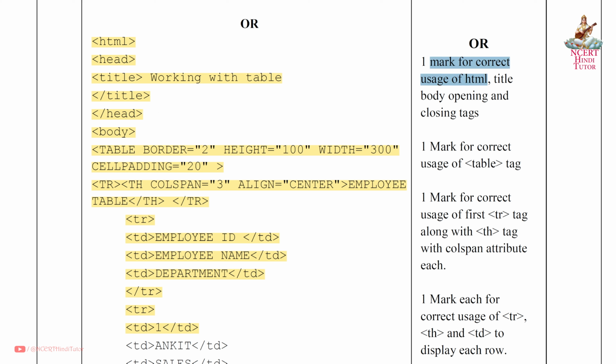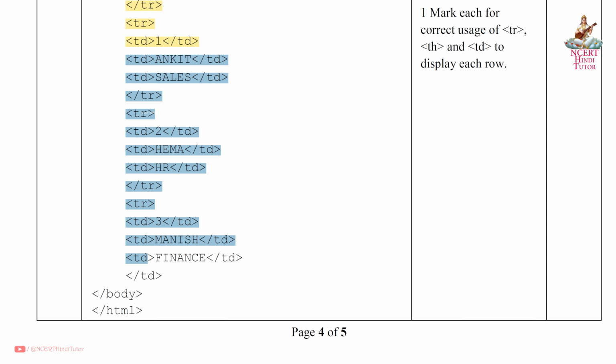You can pause the video and note the HTML code. 1 mark for correct usage of HTML, title, body, opening and closing tags. 1 mark for correct usage of table tag. 1 mark for correct usage of first tr tag along with th tag with colspan attribute each. So our HTML code ends here. And 1 mark for correct usage of tr, th and td to display each row.